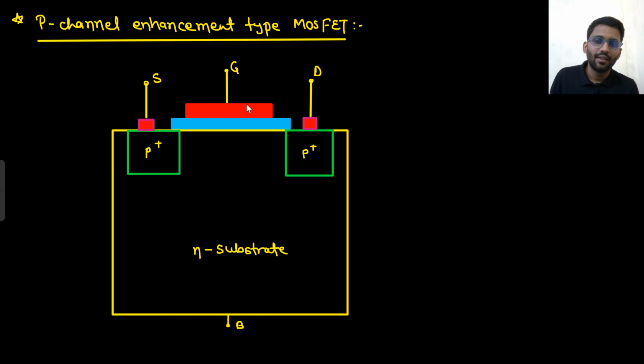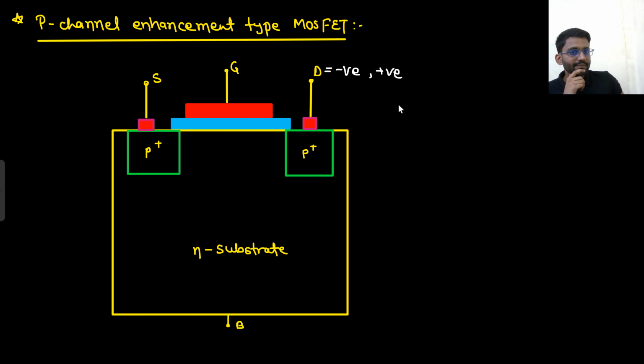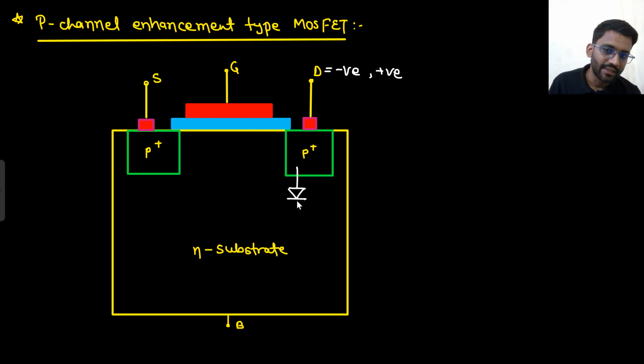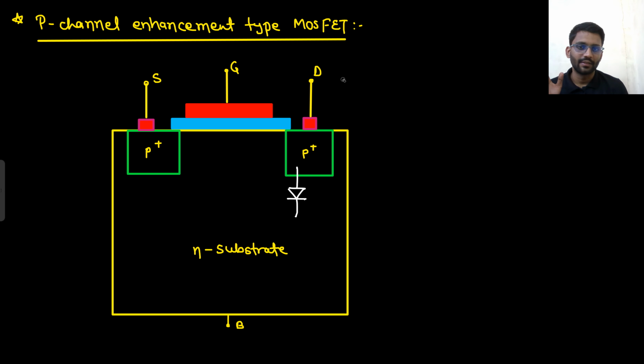So tell me, what potential should you apply here? Negative or positive? Negative. Why so? Because if you apply negative, then only the depletion region will be formed, because this will go into reverse bias when you apply negative potential. So you have to apply negative potential.